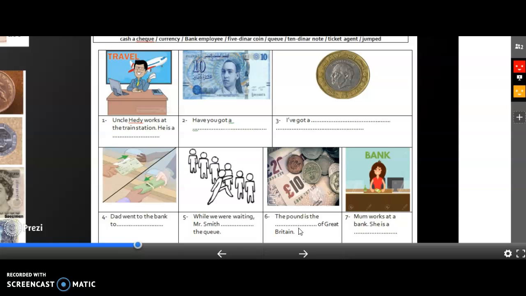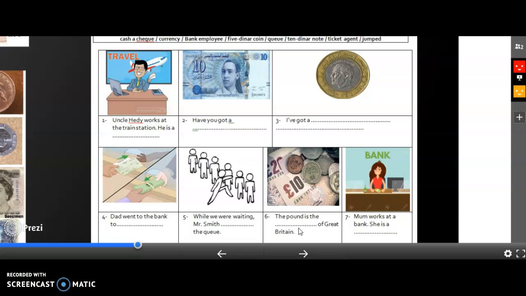2. You have got a 10 dinar note. Okay, have you got a 10 dinar note? There is a question mark missing at the end of the question. All right. So can you complete it, please? So I've got a 5 dinar coin. Good. A 5 dinar coin. Coin. Can you repeat? Coin. Good.